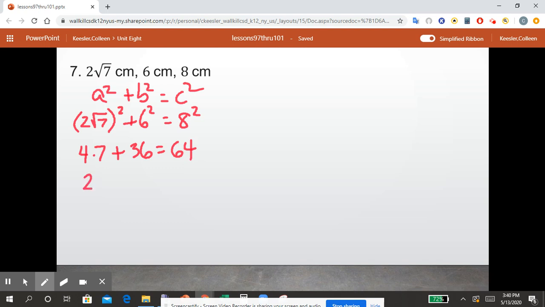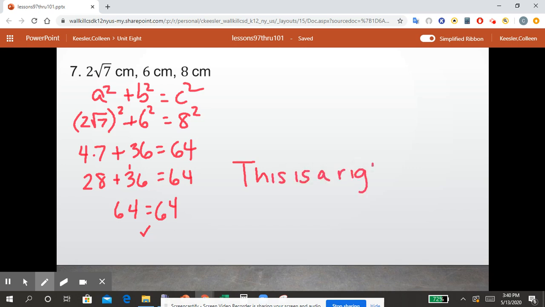4 times 7 is 28 plus 36 should equal 64. Then we can add 6 and 4 makes 14, carry the 1, 2 and 3 makes 5, and 1 more is 6, and 64 equals 64. Therefore, these side lengths do make a right triangle.